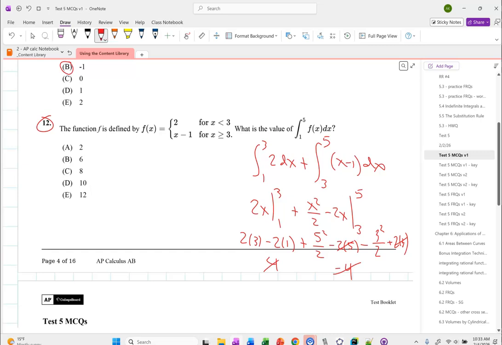Minus 25 minus 9 is 16 over 2. Now, Adrian says draw the graph. You could absolutely do that. It's really no work. It might even be less work if you really think about it.